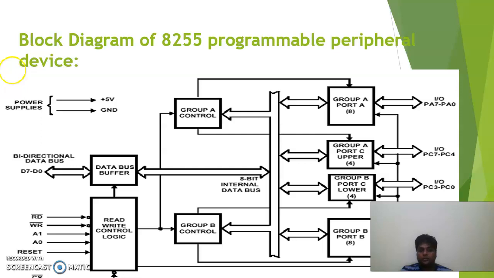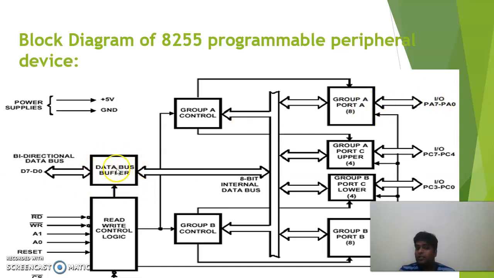Let's suppose the microprocessor wants to communicate with peripheral devices. The microprocessor sends 8-bit information to the system data bus, and that 8-bit information reaches the data bus buffer. Then, with the help of the internal data bus of the 8255, the data bus buffer information is moved towards the different ports that are required to communicate with peripheral devices. In this way, the microprocessor can communicate with peripheral devices.